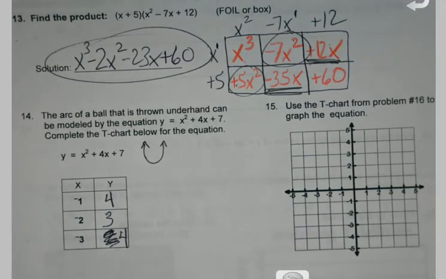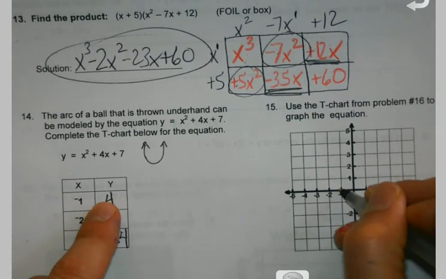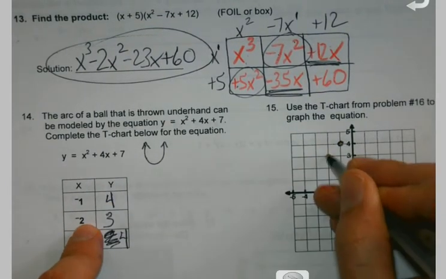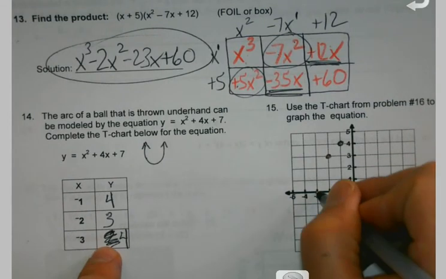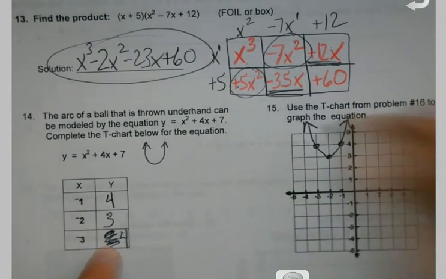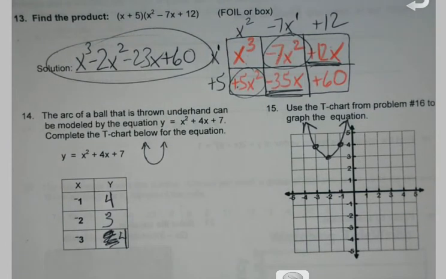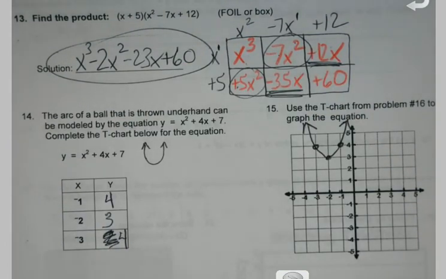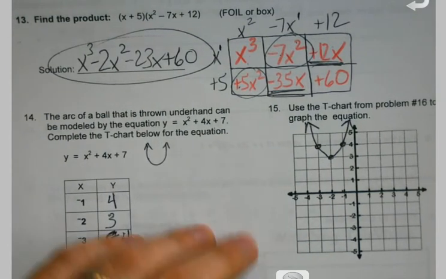So then all I got to do for the next one is plot points. Negative 1, 4. Negative 2, 3. Negative 3, 4. Draw my picture. Got to be accurate. I can't just put up the y equals and just quick sketch something. I'm going to be looking for points. If these points match, sweet. Okay, we'll be good to go.